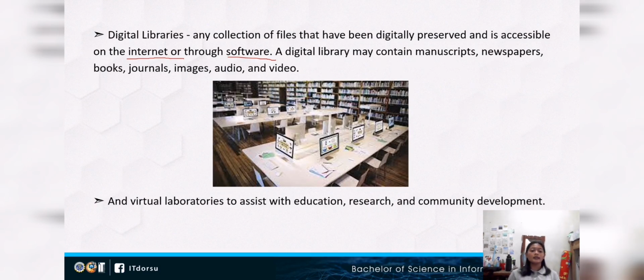So it is also a virtual laboratories to assist with education, research, and community development.